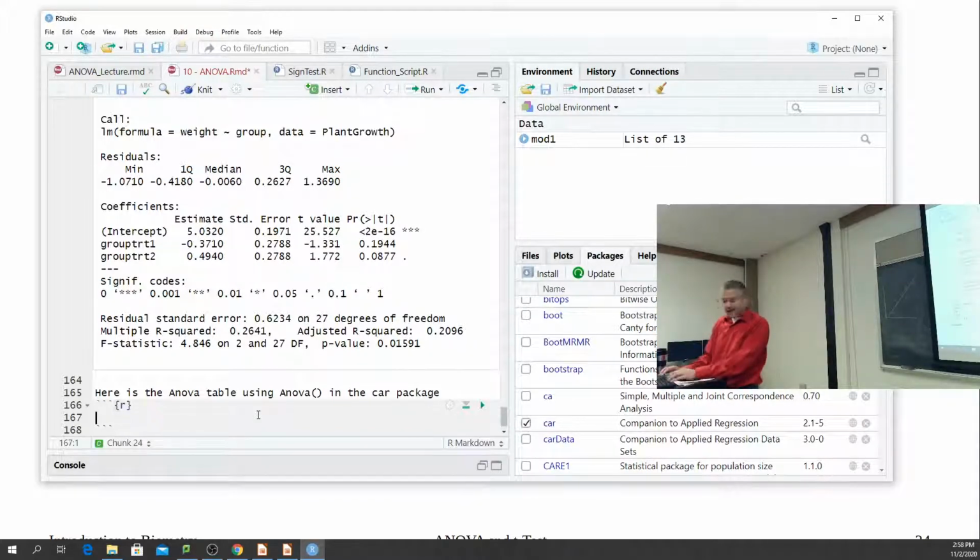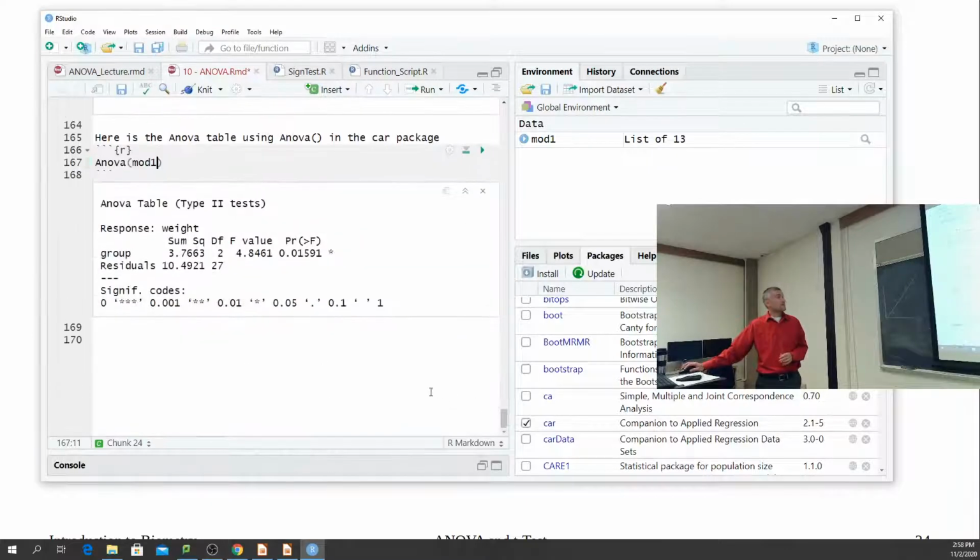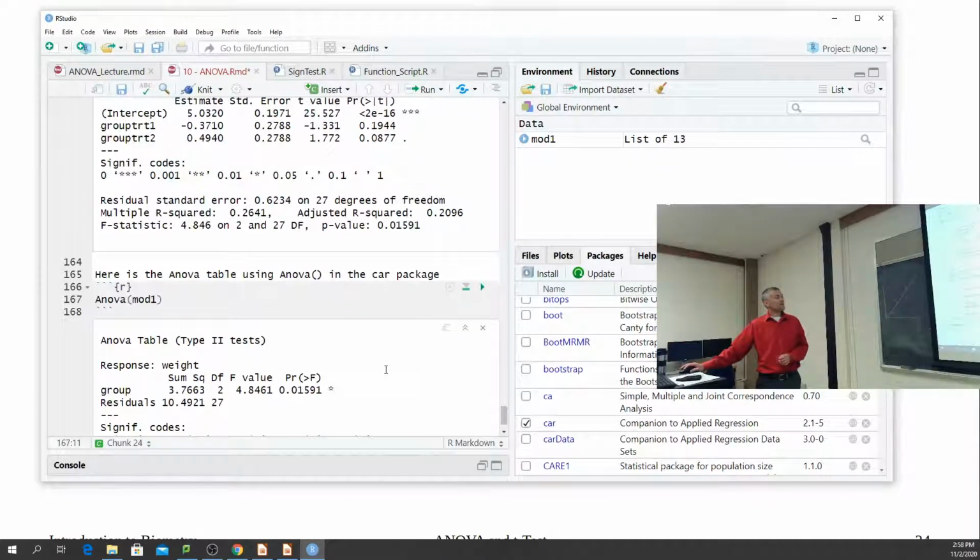So here's our ANOVA table using the ANOVA function from the car package. My model was mod1, so I'm just going to do Anova(mod1). And I've got my table. Now this tells me everything that the summary of the linear model already gave me, because it was a simple one: one dependent variable, one categorical independent variable.